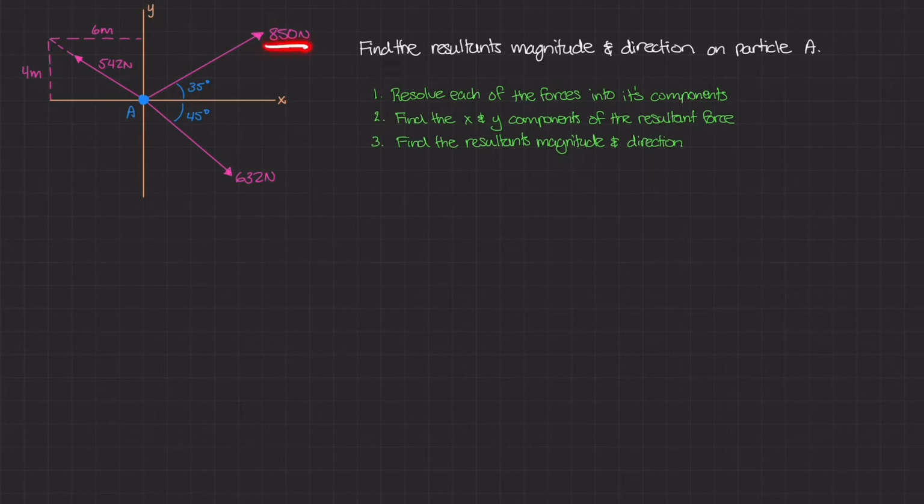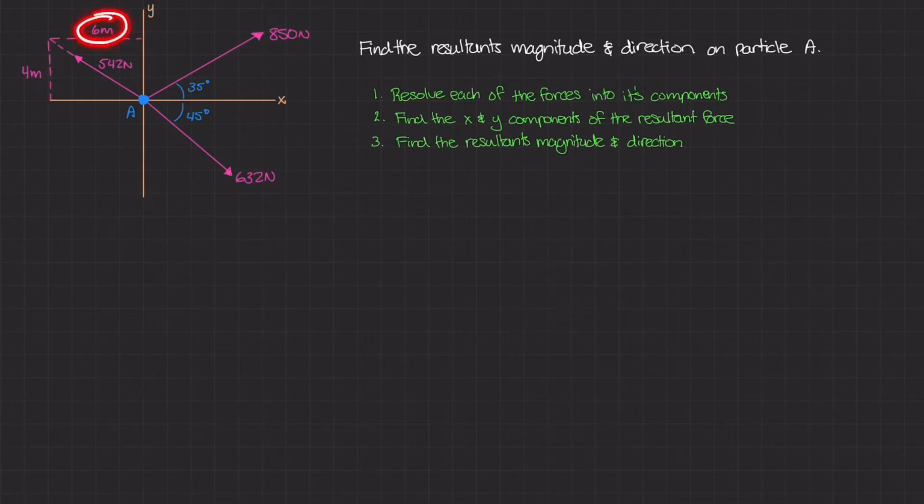The first force is this 850 Newton force, and it is acting at 35 degrees above the horizontal. We have the 632 Newton force acting at 45 degrees below the x-axis. And then we have this 542 Newton force, and although there is no angle given at which this force acts, if we drew this force's line of action, we see that the intersection happens at this 6 meter and this 4 meter from the y and the x-axes respectively.